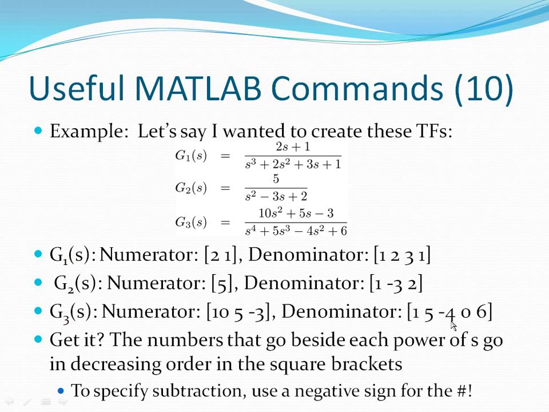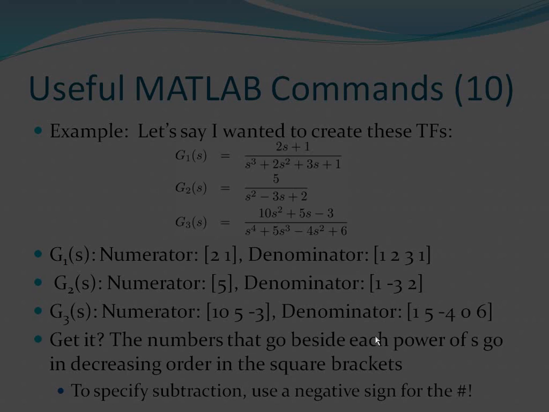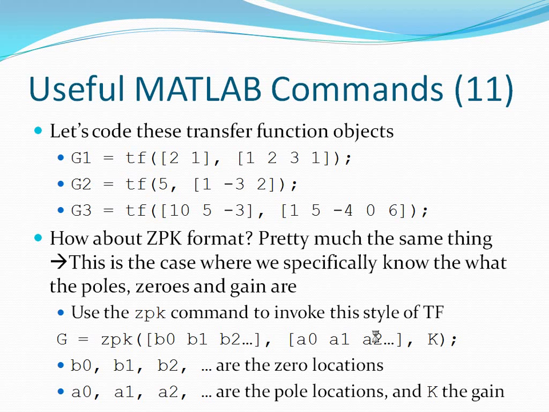So the numbers that go beside each power of s go in decreasing order inside the square bracket. So if you want to specify subtraction, you have to use a negative sign to specify that. So let's code these different transfer function objects. The first one is 2s plus 1, and then s cubed plus 2s squared plus 3s plus 1.